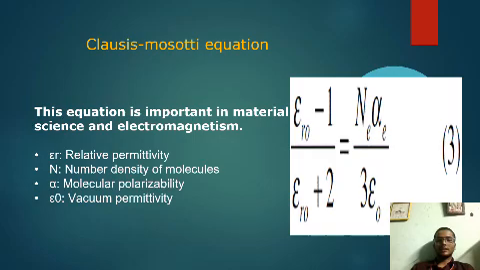(εr − 1)/(εr + 2) = Nα/(3ε0), where εr is the relative permittivity, N is the number density of molecules, α is the molecular polarizability, and ε0 is the vacuum permittivity.